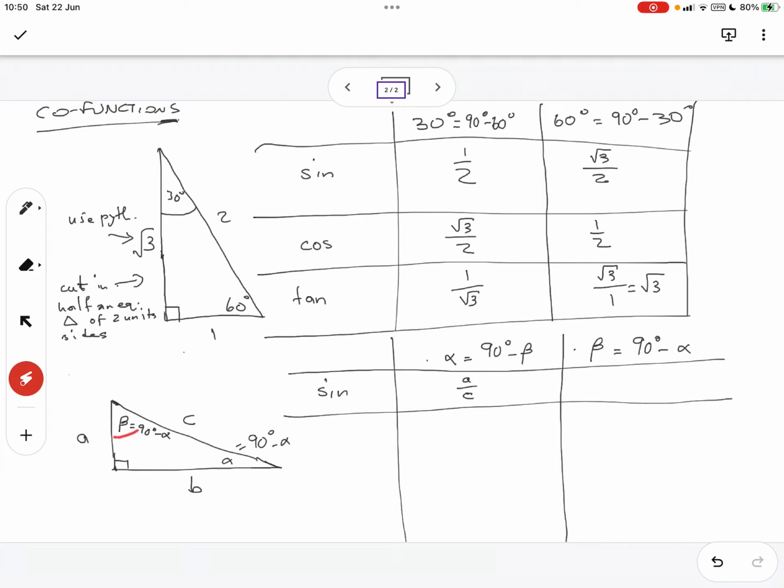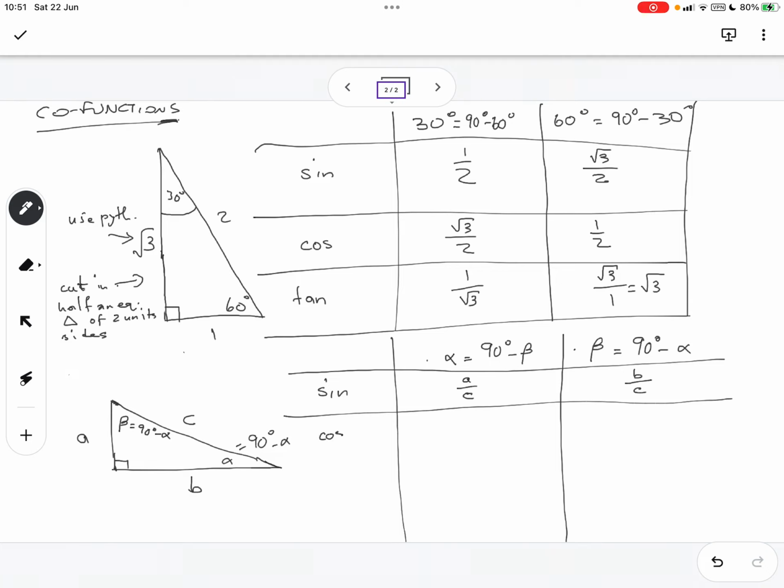Then what about the angle beta? The side opposite angle beta gives B. The side opposite angle beta gives B, and the hypotenuse still remains C. So that means for angle beta, sine is B over C.